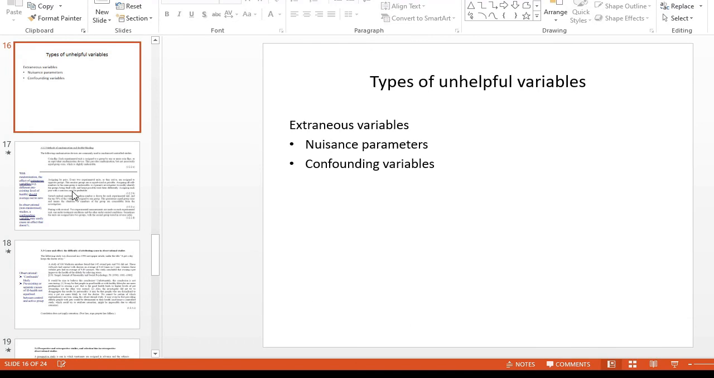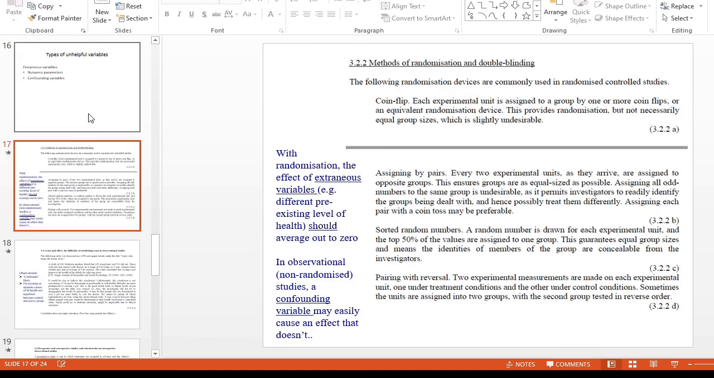Right, and other terms, 3.2.2, methods of randomization. Assuming we have an experiment where it's possible to assign patients to one treatment group or the other, or an industrial equivalent, to use one particular processing technique on a component or another, we need a method of randomization. A few commonly used, very easy to understand: a coin flip. Each experimental unit is assigned to one group or the other by a coin flip. This provides randomization, but obviously not necessarily equal group sizes, and it's not particularly well planned because of that.